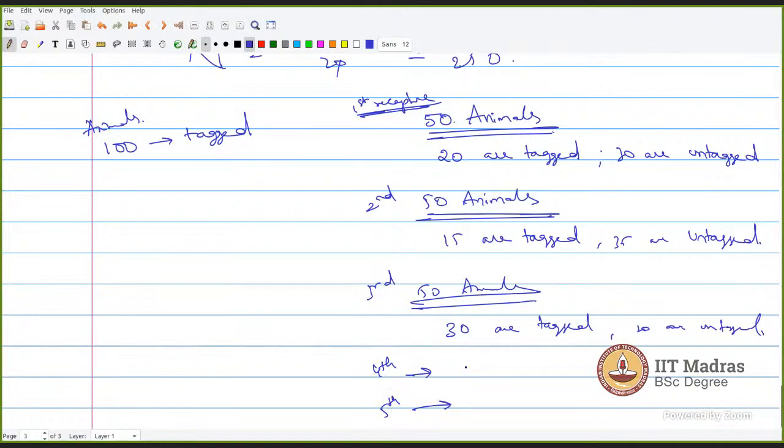In the fourth time, I observed something like again 20 tagged and 30 untagged. And in the final time, I observed 10 tagged and 40 untagged. Now my experiment is done: I recaptured 5 times, and my question is, what is the population size now? Estimate the population size. You should get a better estimation now. Initially we had seen only once, but now we are taking 5 samples. We are recapturing 5 times, and we are observing the number of tagged and untagged animals.